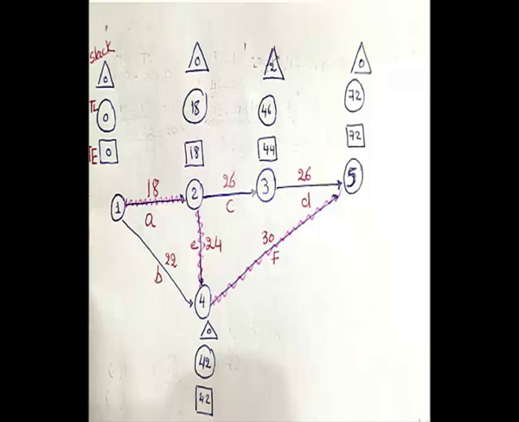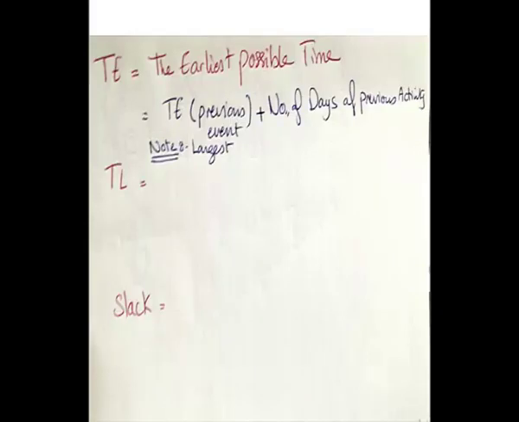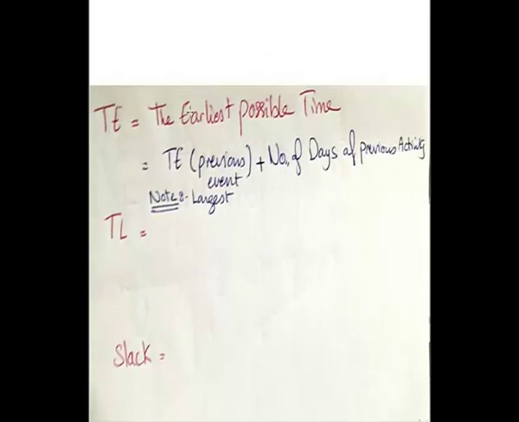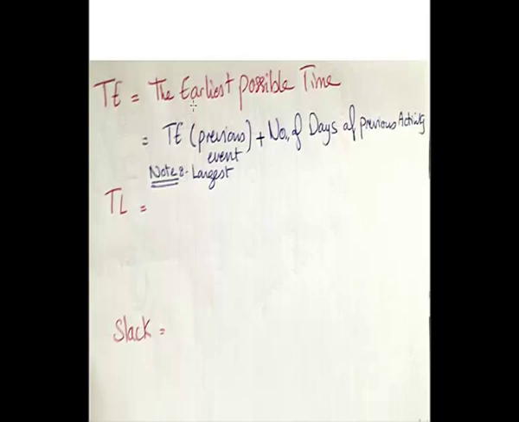Okay. So let's revise quickly the main rules that you should understand for the TE and the TL and the slack. The TE stands for the earliest possible time. In order to calculate it, you have to take the TE for the previous event plus the number of days of the previous activity. And notice that if you've got a choice, like 2 paths or 2 arrows in front of you, you have to choose the largest.